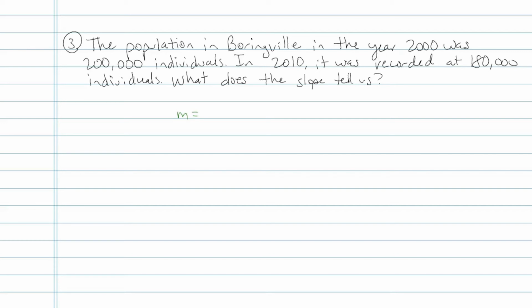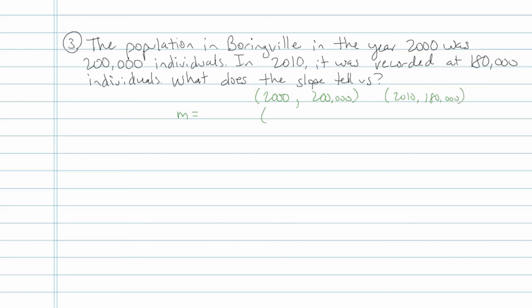Okay, well, I need to do change in y over change in x, but I don't really have points of x and y. Well, x is going to be the independent variable. In this case, I'm going to call that the year. You could also do years since 2000. And then the y value would be the population. That's the dependent variable. So (2010, 180,000). I could use those points.